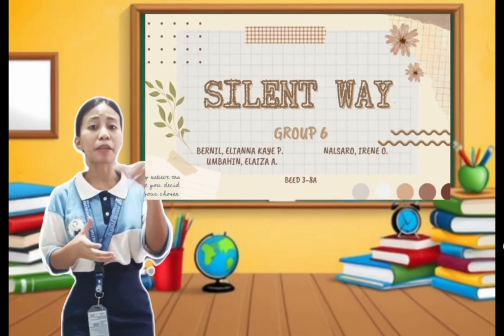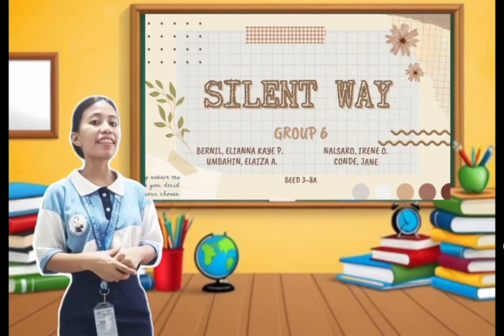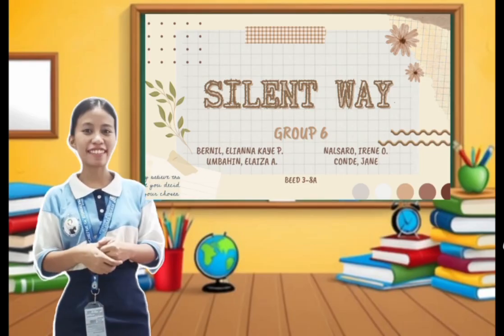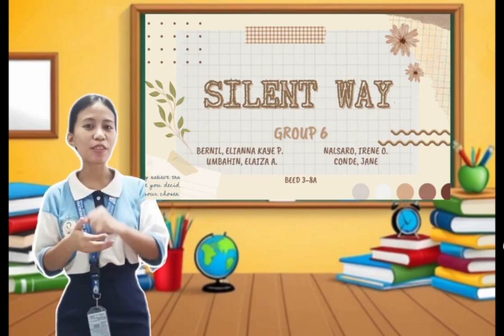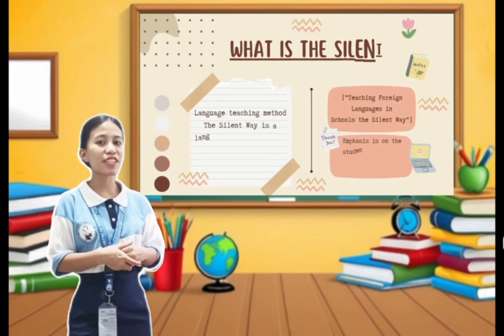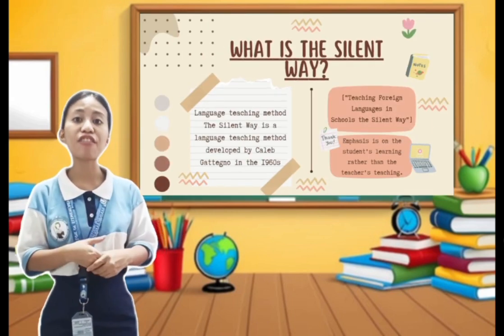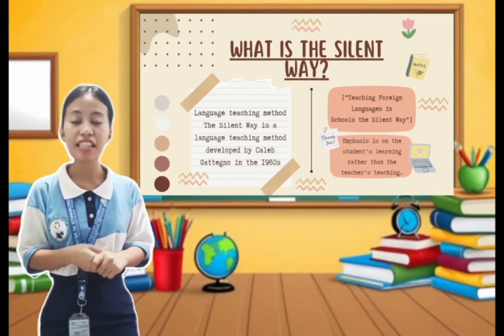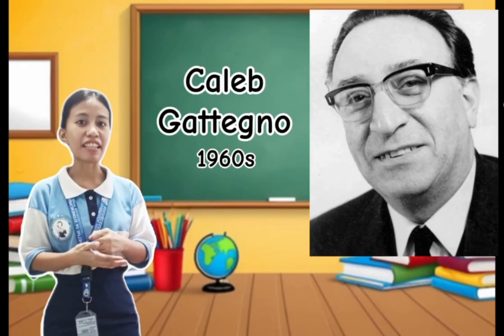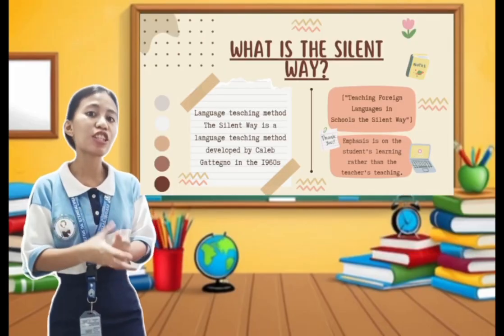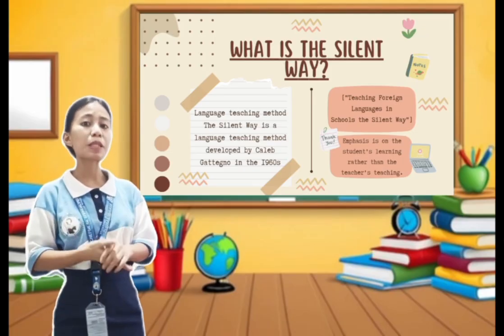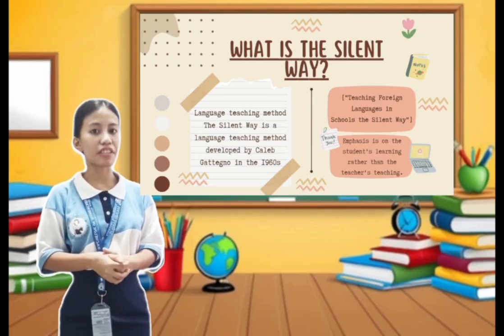This activity brings us to our topic, the silent way approach, my dear students. So we will start with what the silent way method is. This unconventional method was developed back in the 1970s by the mathematician Caleb Gattegno. It was based upon ideas outlined in one of his books, Teaching Foreign Languages in Schools: The Silent Way, published in 1963.